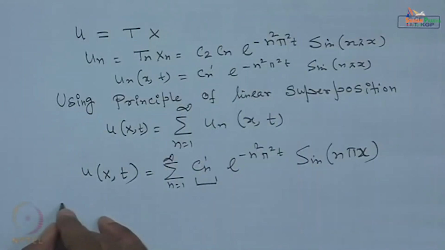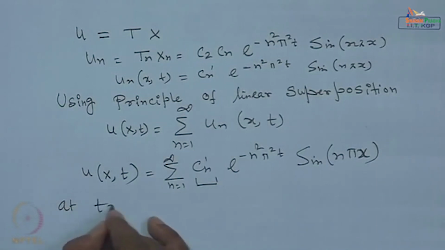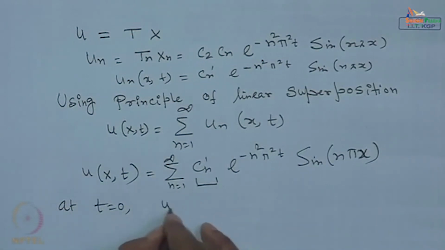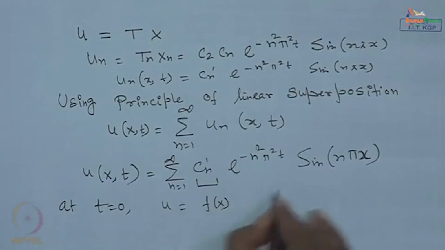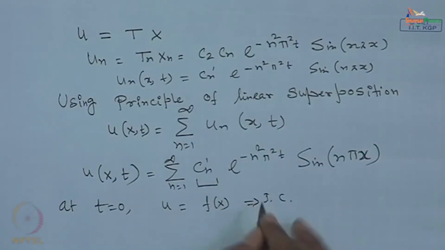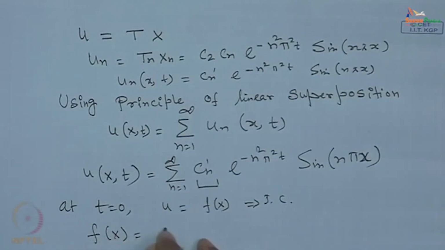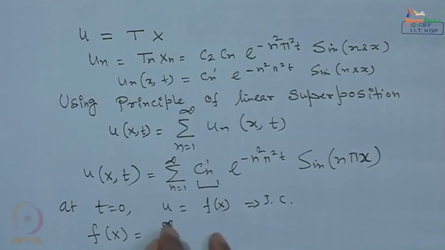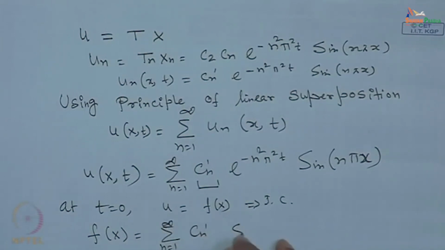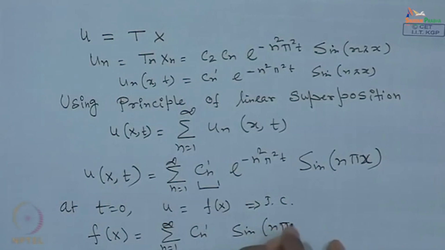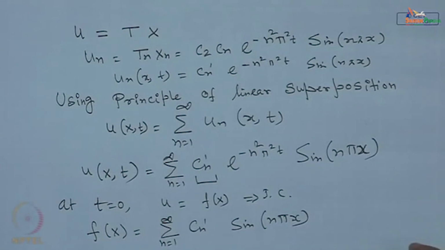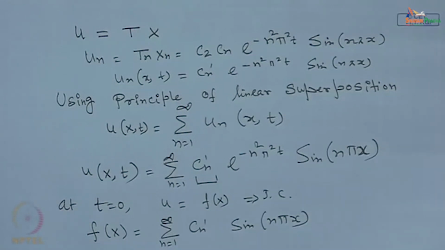If you remember, at t is equal to 0 for any value of x, u was equal to f of x. That was the initial condition we had, and we have not utilized it till now. Now, we are going to utilize it. So, at t is equal to 0, we put this equation. So, f of x is equal to summation n is equal to 1 to infinity C n prime sin n pi x. So, from this equation one has to evaluate C n prime, and let us see how we will evaluate that.